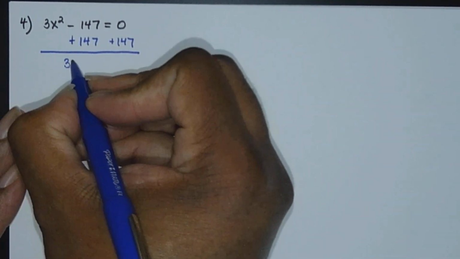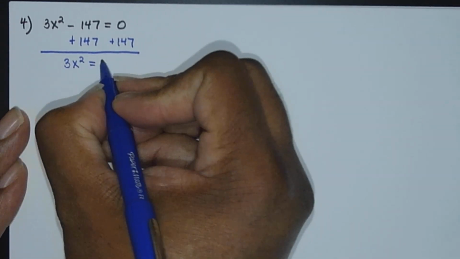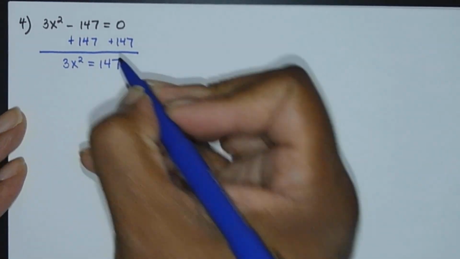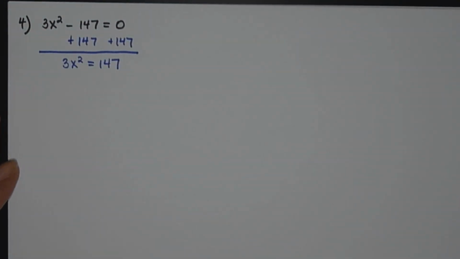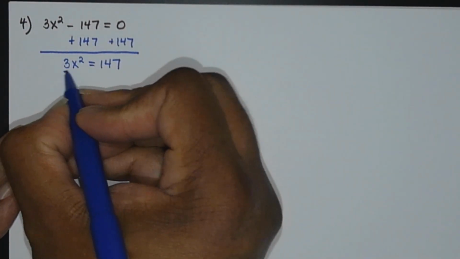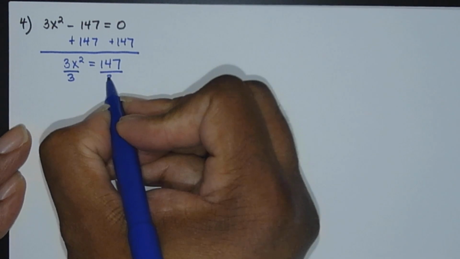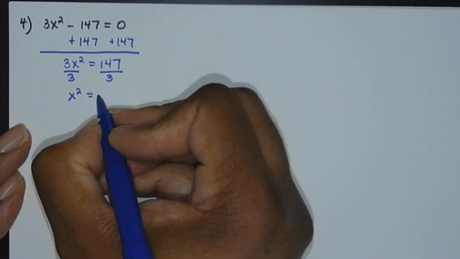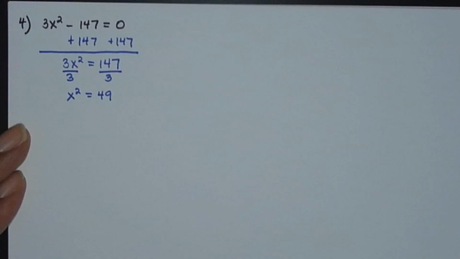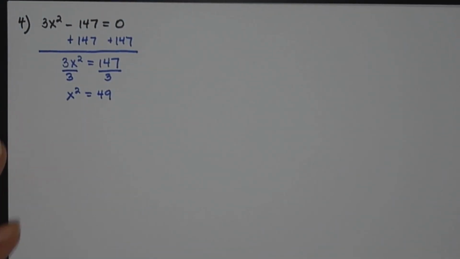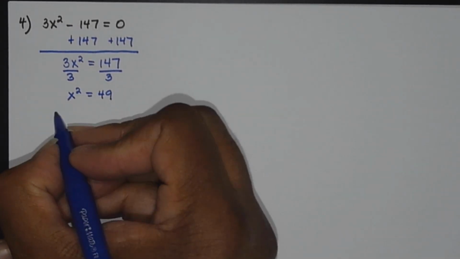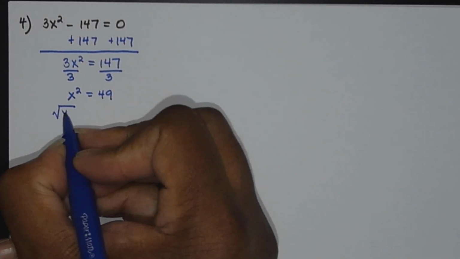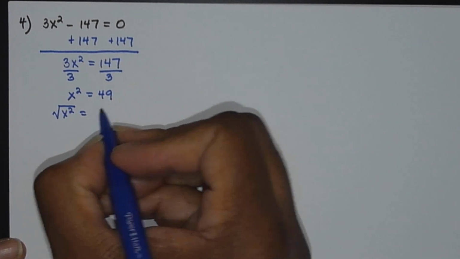So that means I have 3x squared is equal to 147. And then to get x squared by itself, I need to divide by 3. So that means x squared is equal to 49. Now I want to solve for x. It's being squared, so what's the opposite of squaring something? Take its square root on both sides. And what do I need to include here?